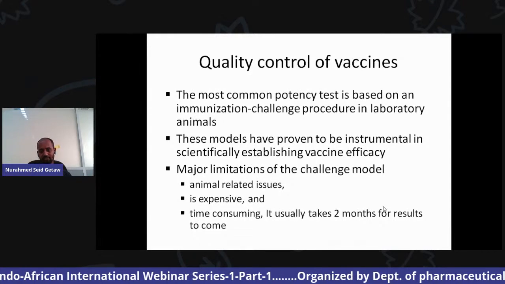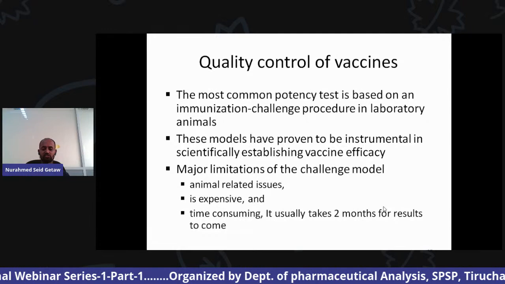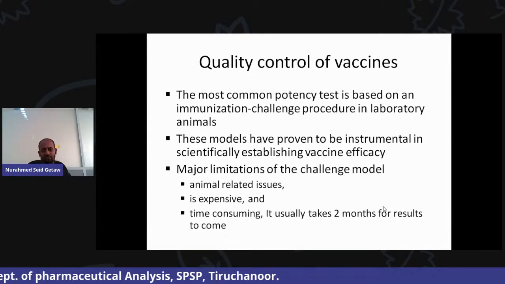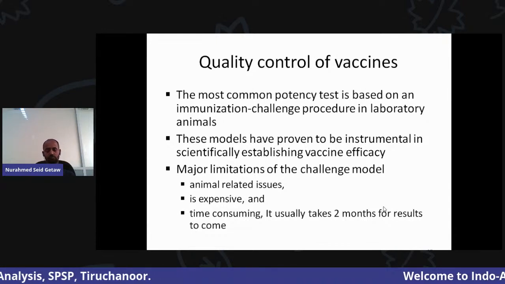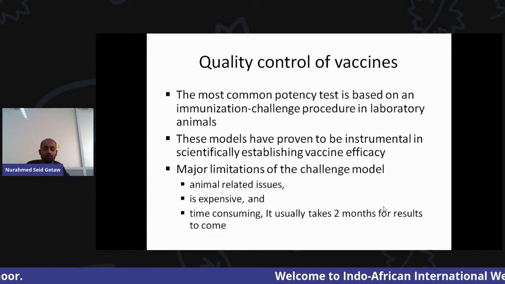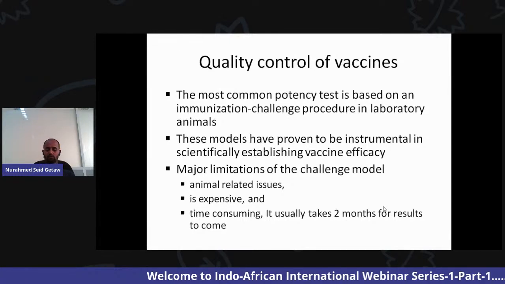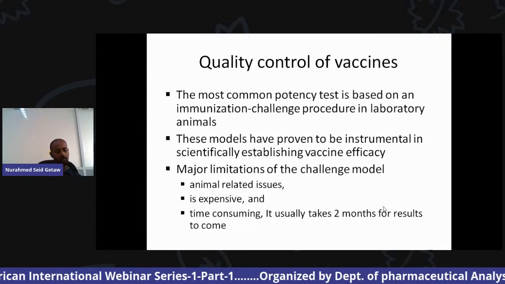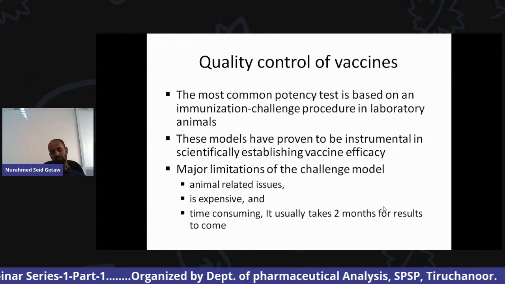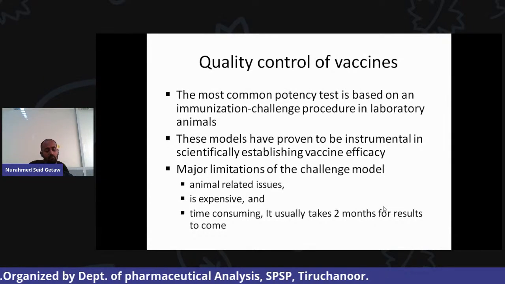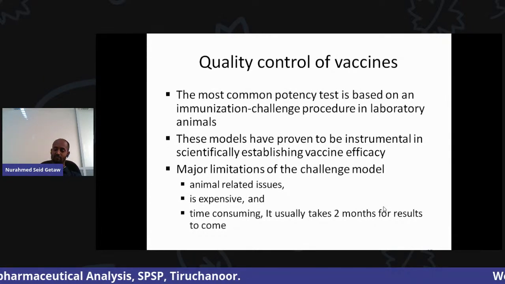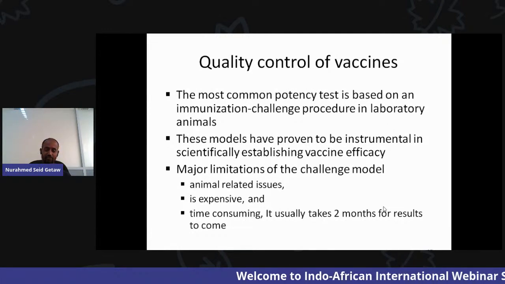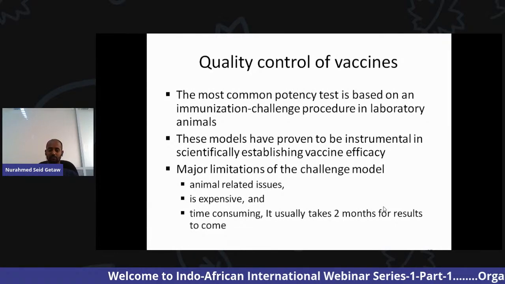So the most common potency test in this case is based on the immunization challenge procedure. It's still common to this date. The majority of these methods is based on the challenge procedure. In this challenge procedure, first they will treat the test animal with a vaccine, and then they will check whether the vaccine is working or not by actually trying to infect it with the pathogen itself.